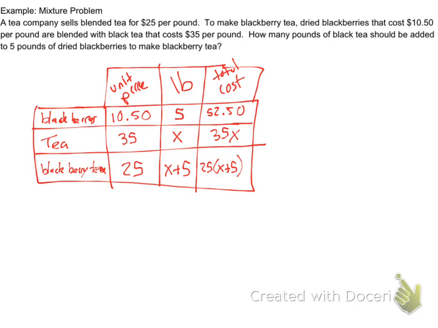And now you're thinking, okay, it's great, Mr. Contract. We have this table filled out, but I still don't have X. I don't have the amount of tea that's going into this. You're right. But what if I told you there's a way now? If I told you you put $10 worth of blackberries in it, and you put $35 worth of tea into it, how much would the blackberry tea cost you?